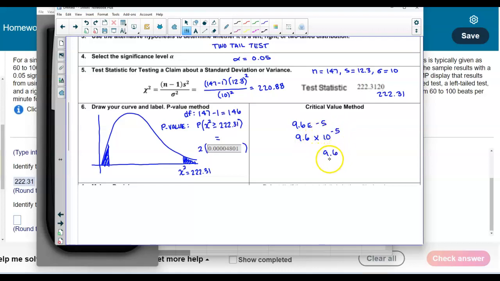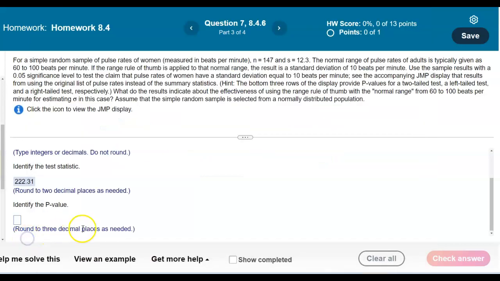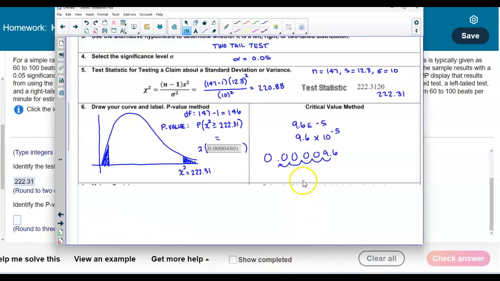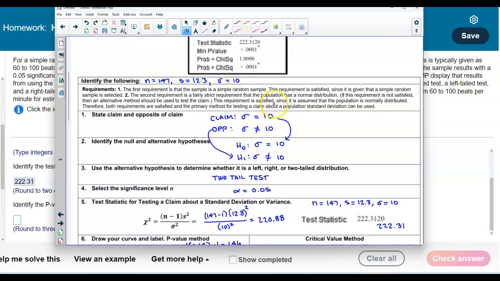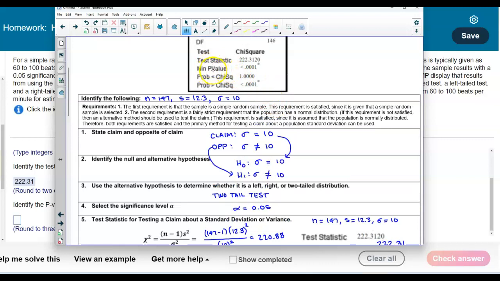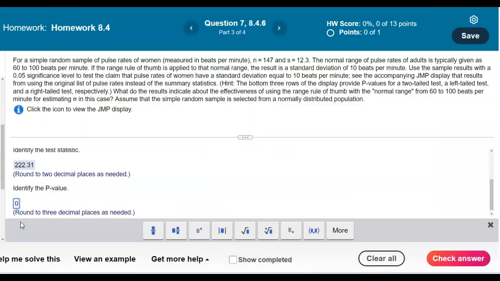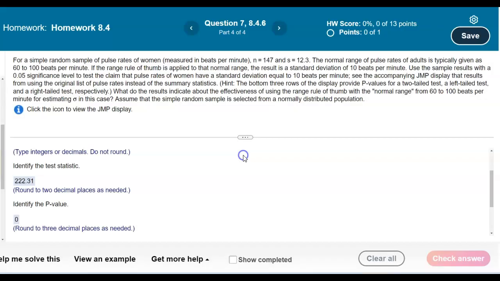Which means we're going to take this decimal and move it over 5 times. There's 1, 2, 3, 4, 5. So there's our decimal. And so they want us to round this to 3 decimal places. And so when we round to 3 decimal places, we're going to get a p-value that is 0.000. And then if you come back up here, it's saying that the p-value is less than that, which is 0.00 rounded to 3 decimal places. So let's go ahead and put that in there. 0 is our answer, and there is our result.